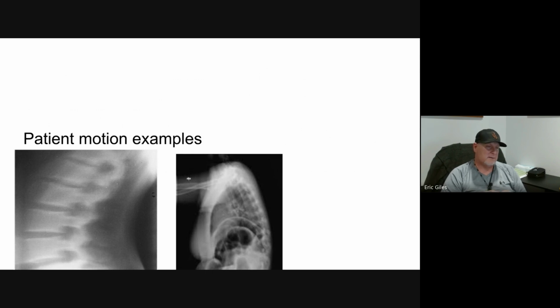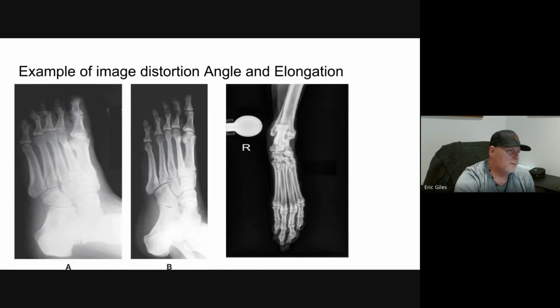This lateral chest x-ray, a lot of motion. I would assume that they were still breathing when they took the image. So yeah, that one had to be redone. I just want you guys to know what that looks like. But that's what patient motion looks like on an x-ray. So be aware of that. And if you're starting to see motion, make sure that patient's holding still.